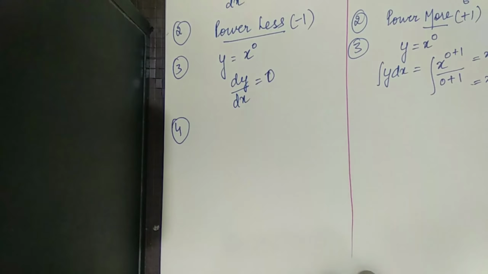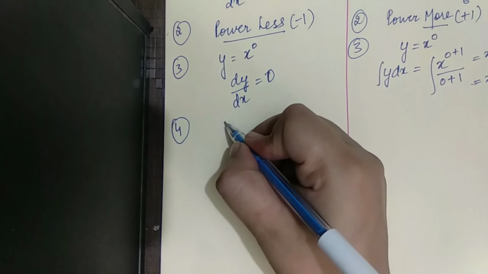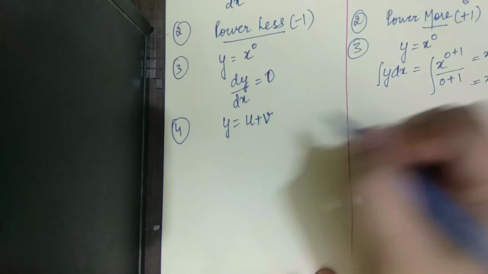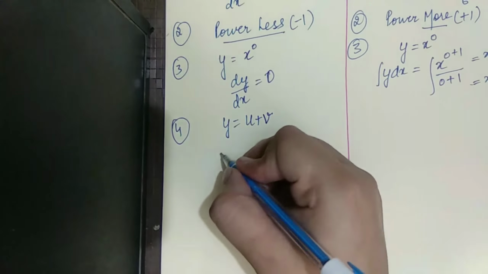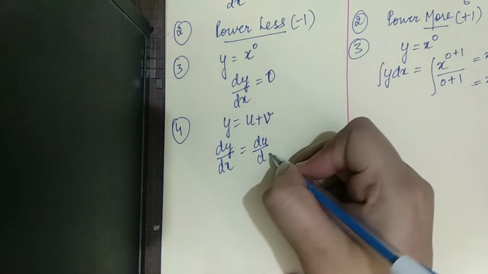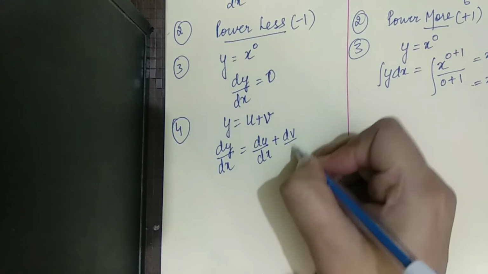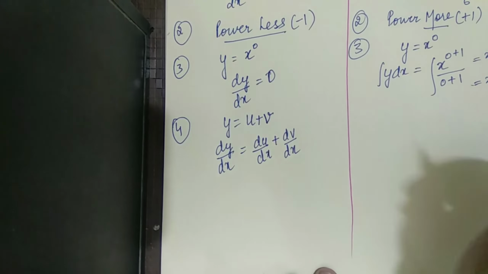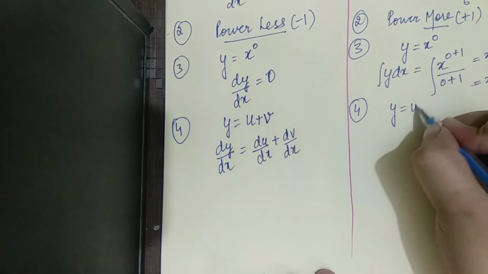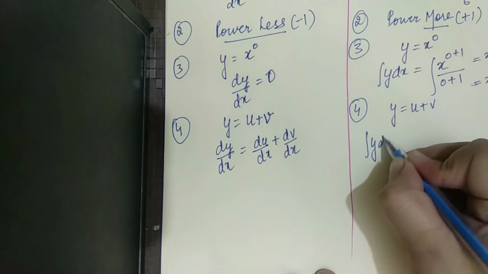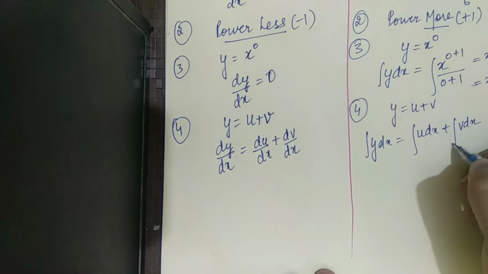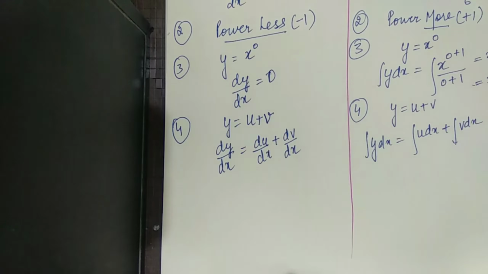Clear? So for the next one, we have done y equals u plus v. If y is u plus v, then what will be the differentiation of it? We have written dy by dx is equal to du by dx plus dv by dx. So in case of integration, y is equal to u plus v, and we have to take the integration, and it would be the integral of u dx plus the integral of v dx, like this. This will be the integration of u plus v.